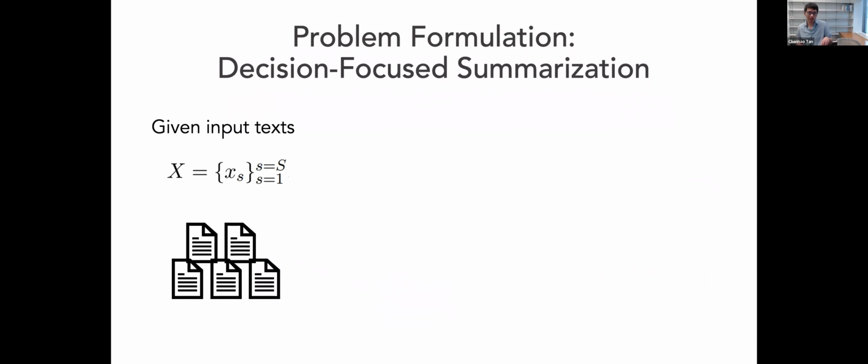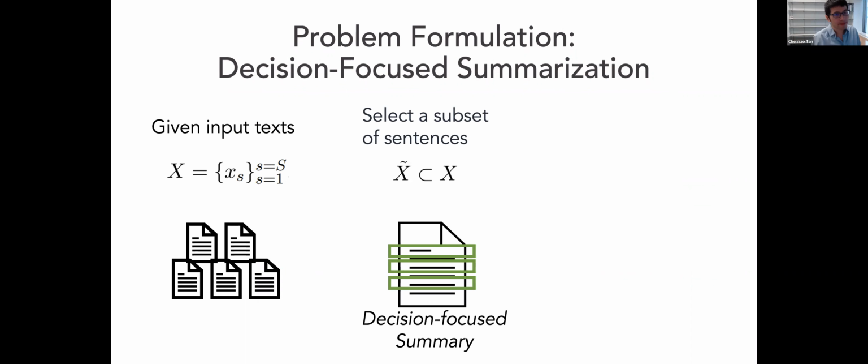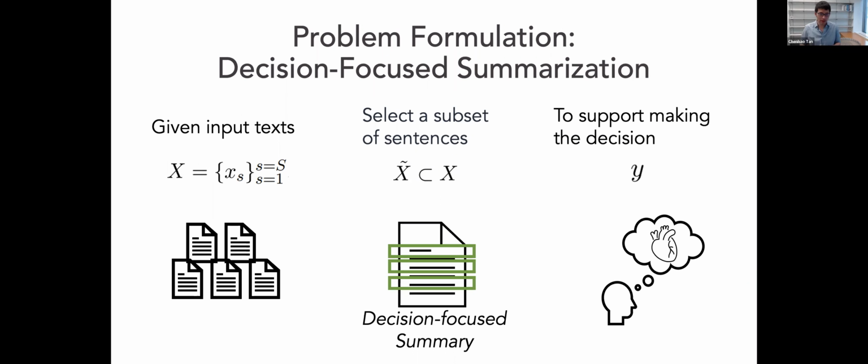To get into a more formal description, the task is given input text, and we are using sentences as basic units. So we have capital S sentences, and our task is to select a subset of these sentences. If you are familiar with NLP, this is essentially extractive summarization. And our goal is to support making the decision.